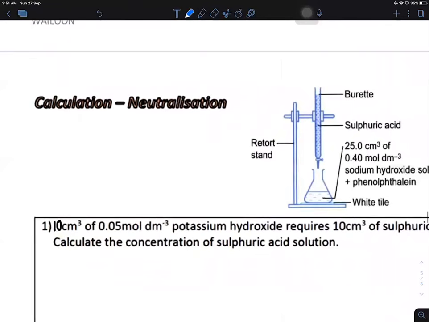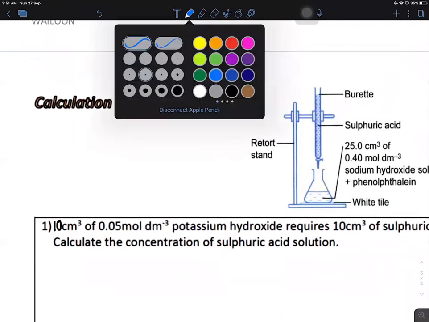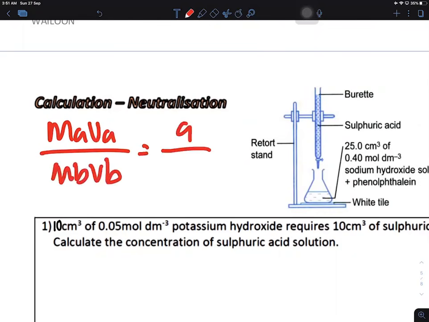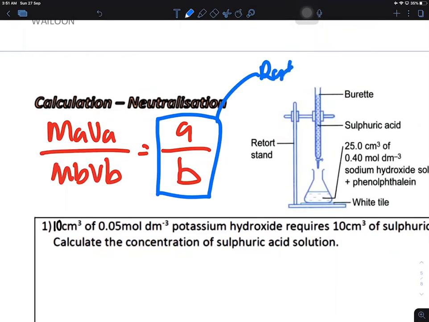Lastly, neutralization. The formula to calculate neutralization is MAVA over MBVB equals A over B. M is concentration. V is volume. Everybody knows this. A over B is the ratio from the equation. That means you've got to write the equation.